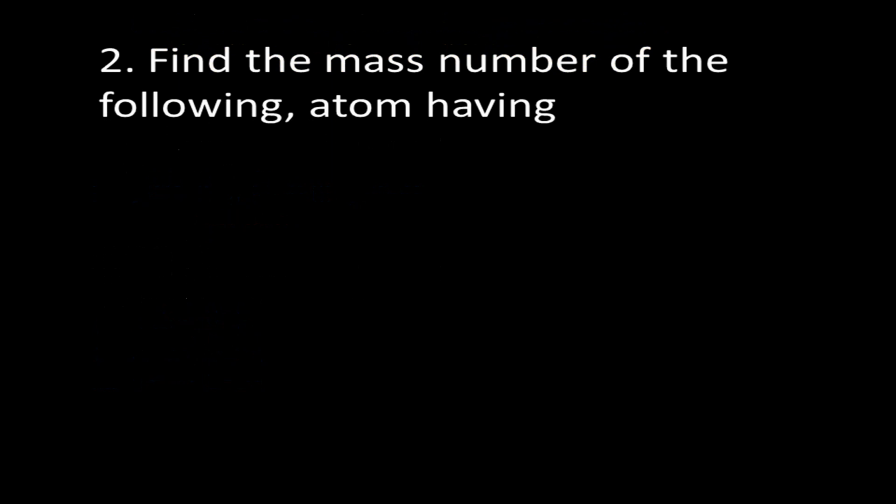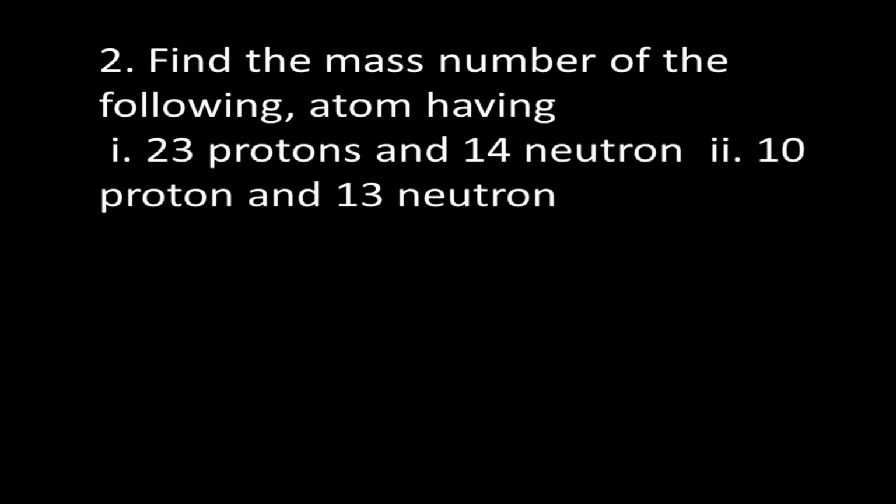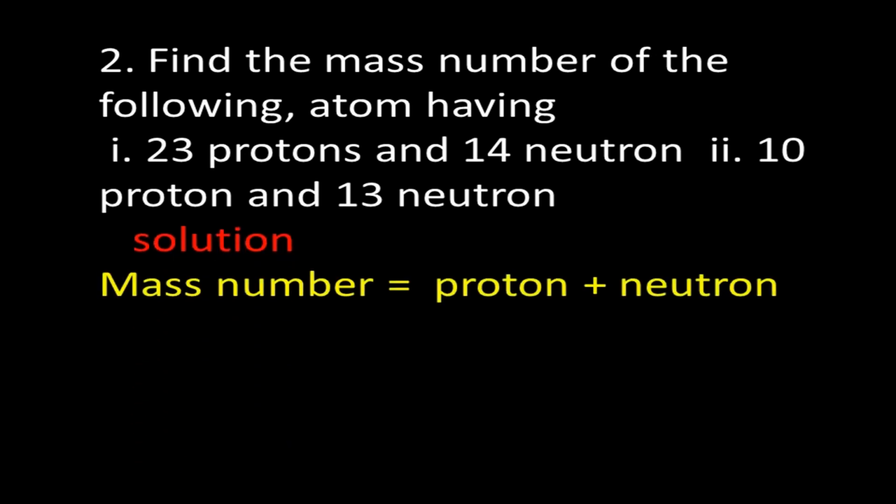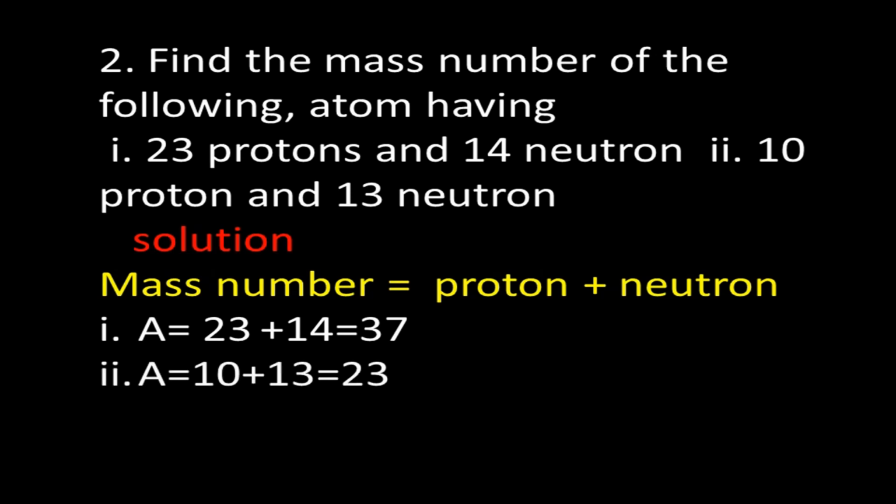Number 2, find the mass number of the following atoms having I, 23 protons and 14 neutrons, II, 10 protons and 13 neutrons. Solution: mass number equals proton number plus neutron number. Mass number will be equal to 23 plus 14, which is equal to 37. That is for I. II, mass number equals 10 plus 13, which is equal to 23.